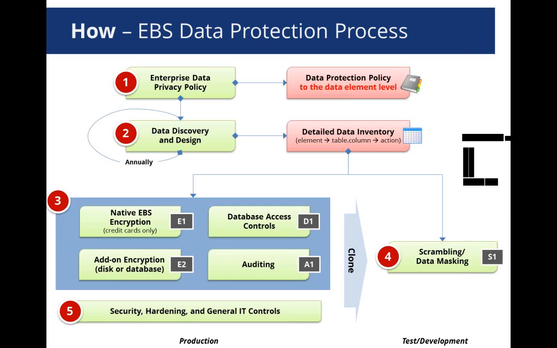So at that point, you're going by element and saying, okay, for this, bank account numbers for customers, they're stored in these 5 tables, and this is what we need to do for each of those tables. So that may be encryption, that may be adding additional controls on it, it may be auditing it, it may be scrambling in test and development, or it may be all of those. So if you've got credit card numbers, well, you have to encrypt those, and then also the PCI standard talks about auditing access to that and preventing access to that data.